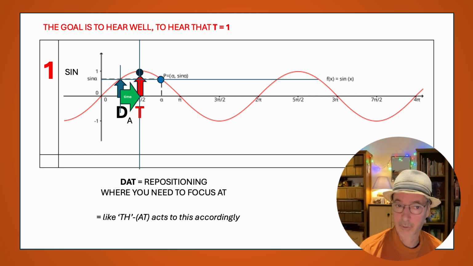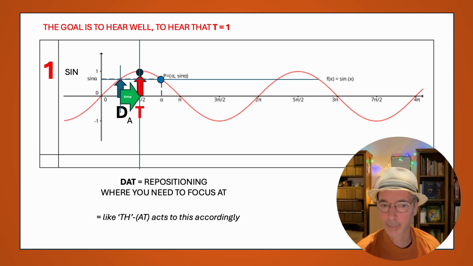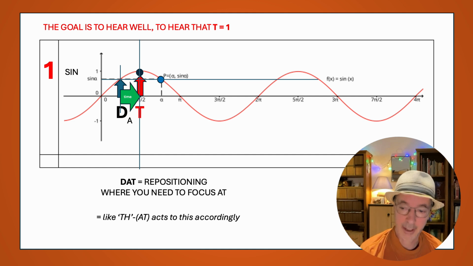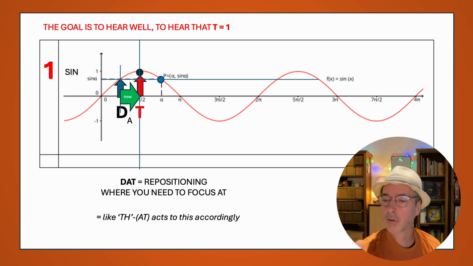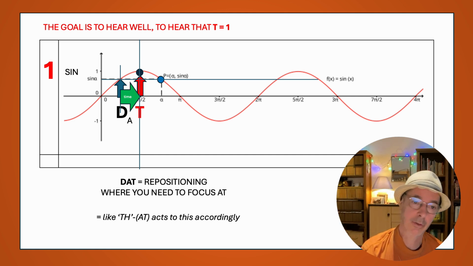For instance, the word dat, which is a Dutch word almost the same as that in English, means the same thing. It means the same thing as a frame. It is exactly that. It's a repositioning where you need to focus. So with the D, it moves along to the right position. That's the that. That in English does the same thing. If we say that, we had a focus, but we move it a little bit to the right focus, to the right place. That's what the word means.